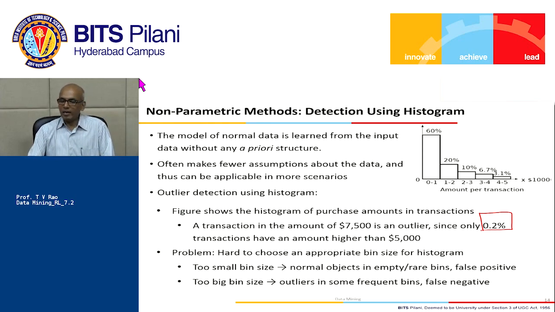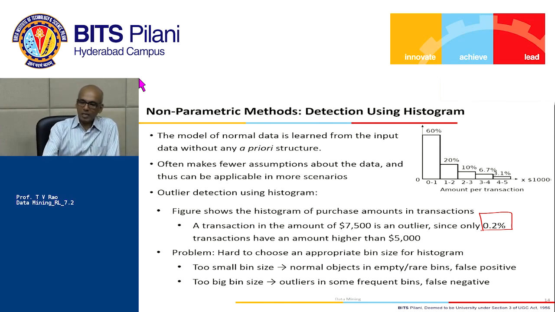If we get a new transaction, we can use this histogram to determine if it is normal or abnormal, because we may set a threshold. Again, in this case, let's say it is 0.2%. So we'll see that anything which is higher than $5,000 is likely to be an outlier.